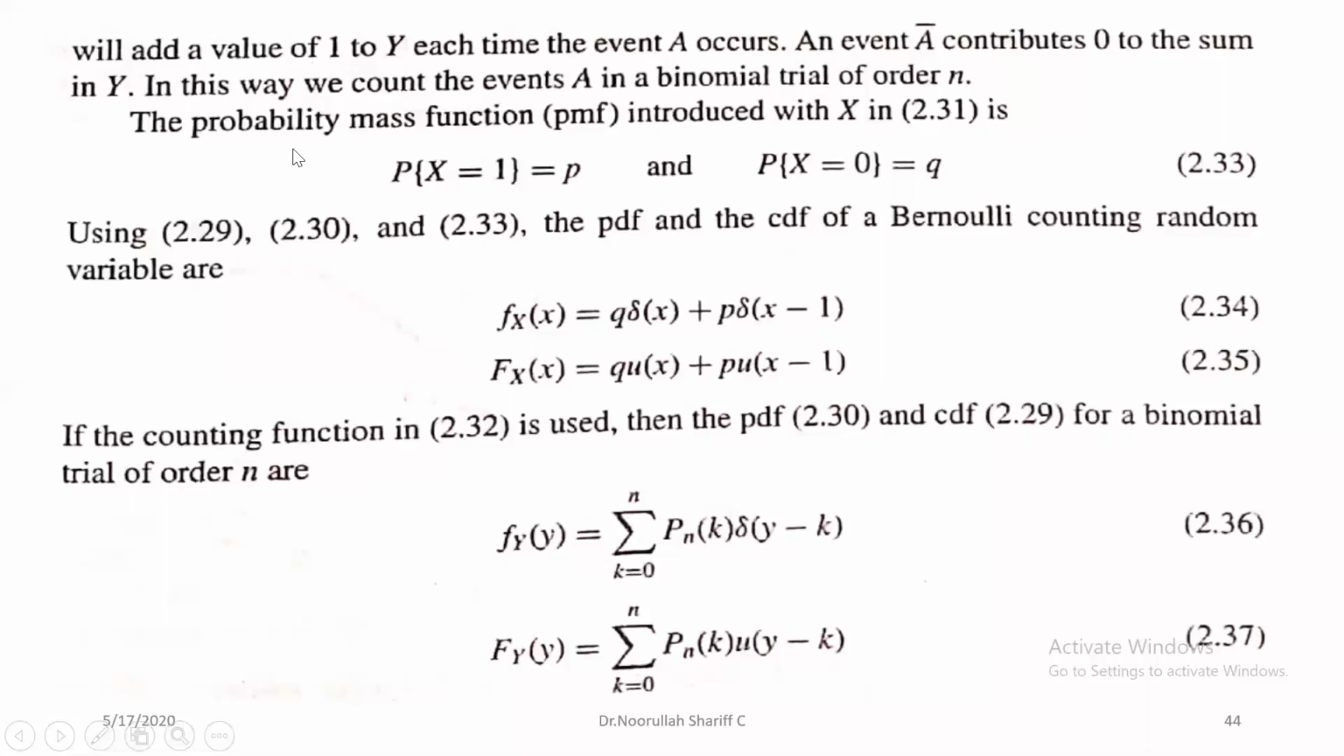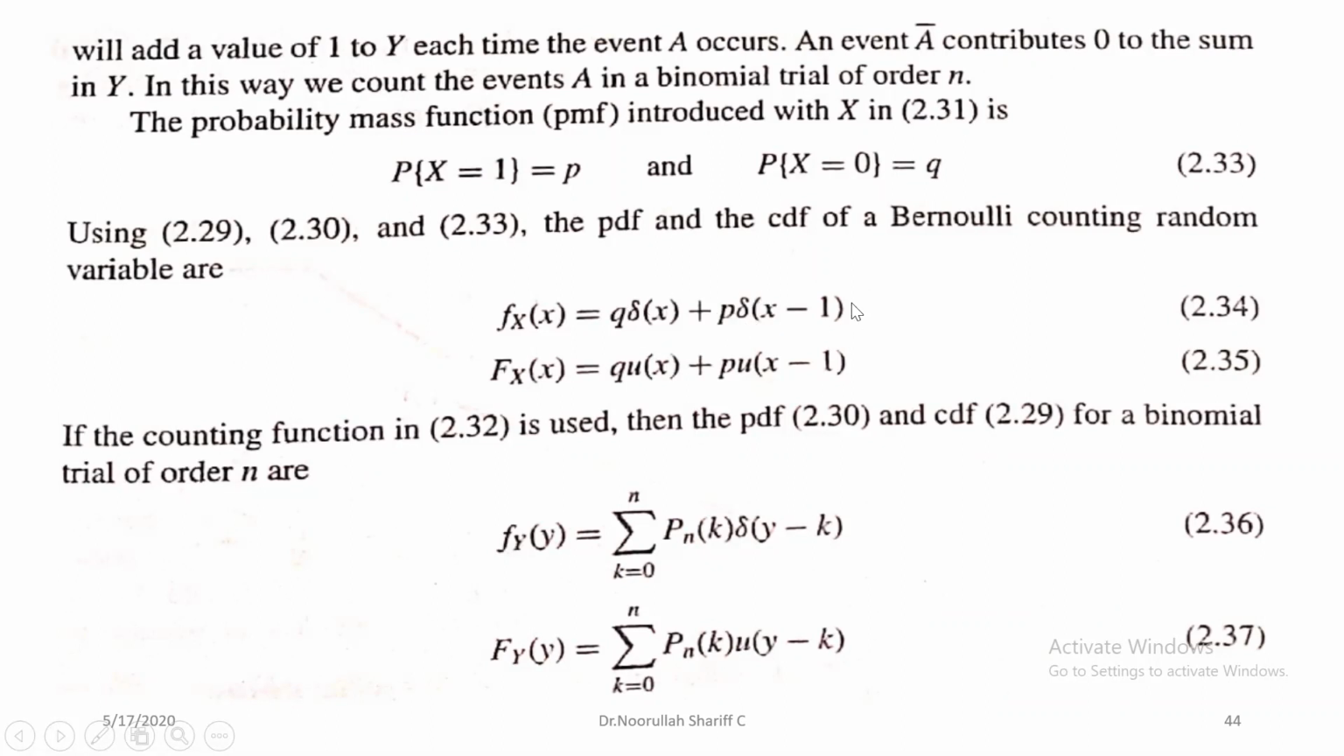So the probability mass function introduced with X in 2.31 will be P of X equal to 1 is p, and P of X equal to 0 is q. The sum of these two values will be p plus q. We generally write the PDF and the CDF like this. For the PDF, small f of x, we write q times delta of x plus p times delta of x minus 1, right?